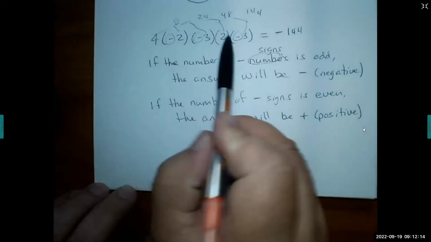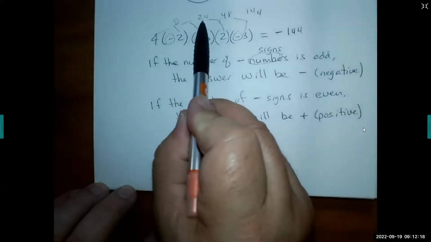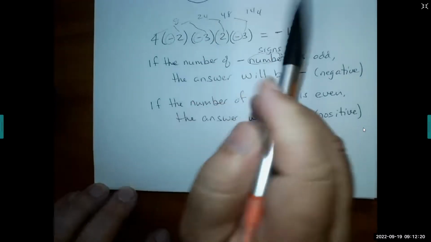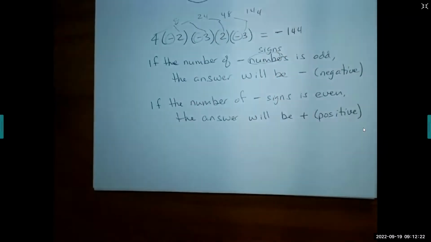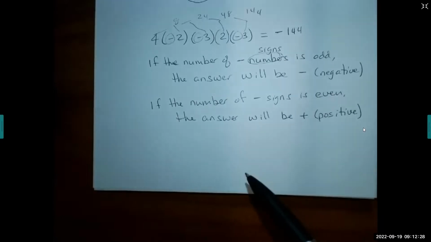Remember, since these are all multiplied, 4 times 2 is 8. 8 times 3 is 24. 24 times 2 is 48. And so forth. Now you see why I separate the signs from the numbers. Once I know the answer is going to be negative, all I got to do is multiply the numbers. Don't worry about multiplying a negative by a positive. Do that separately.